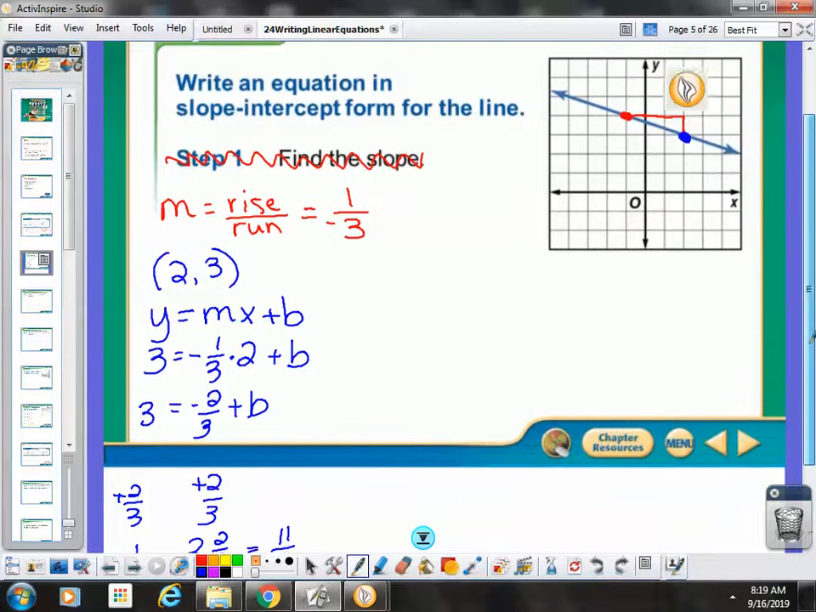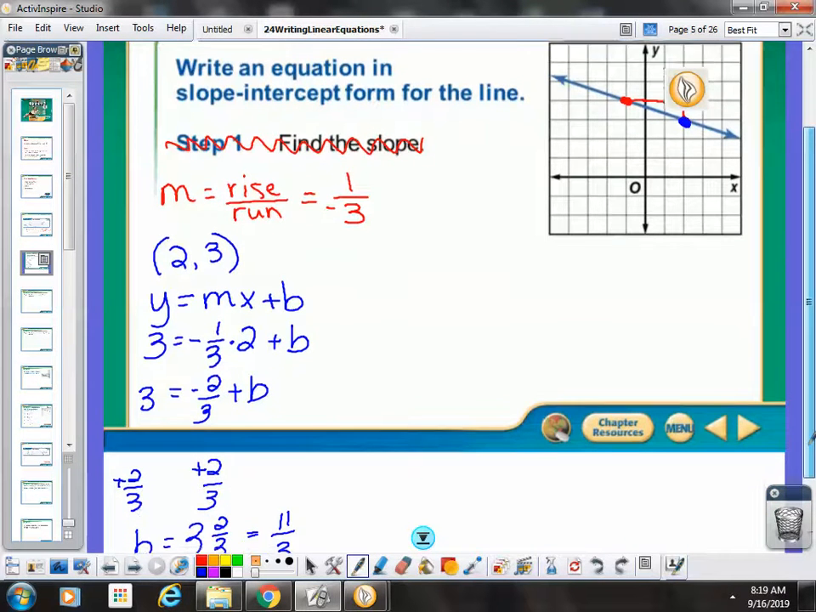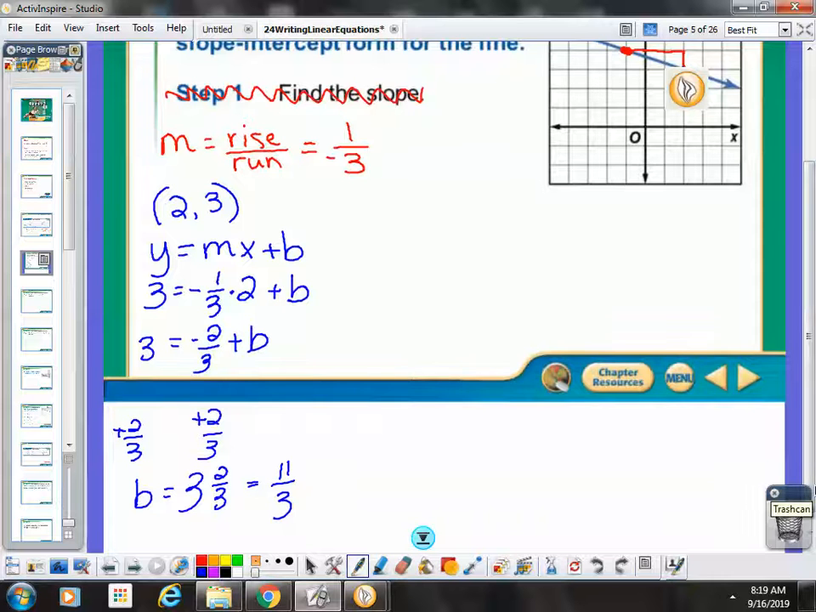Is 3 2/3 about right here? Do you think that's a good value? 1, 2, 3 2/3? I think so. Please leave it in fraction form, either as a mixed number or a proper fraction here. So now we can write the equation of our line. We have y equals, our slope is negative 1/3, x plus 11/3.